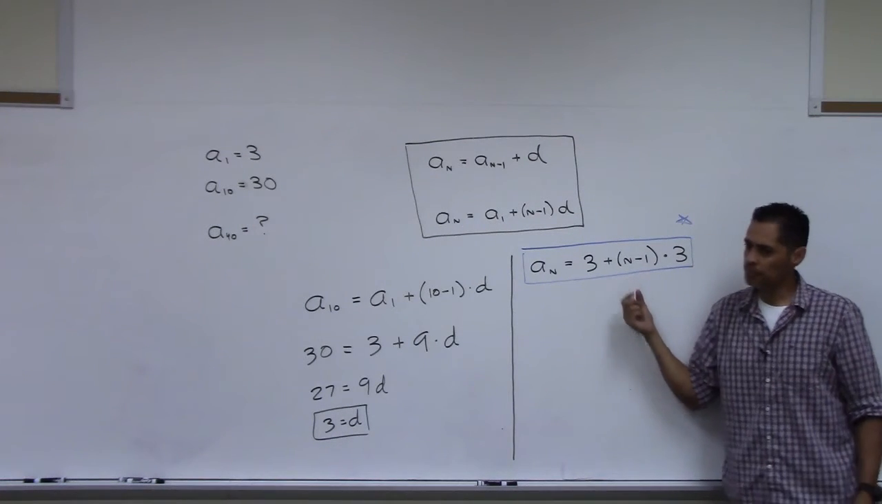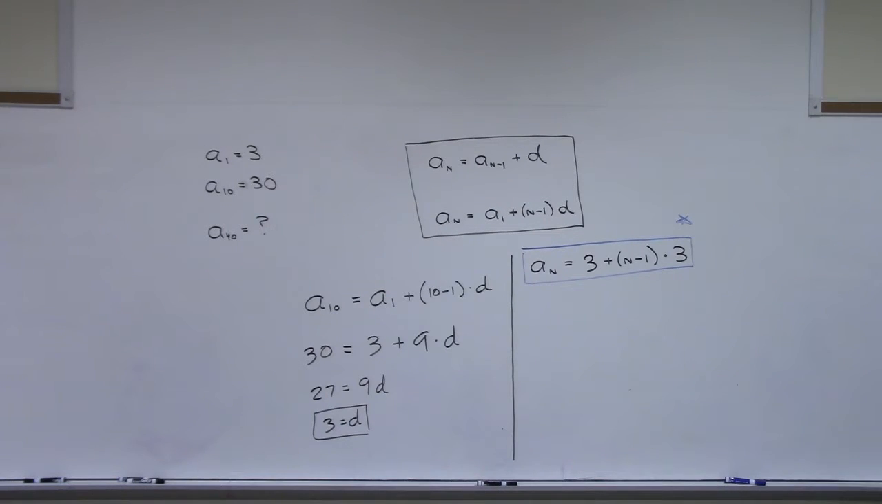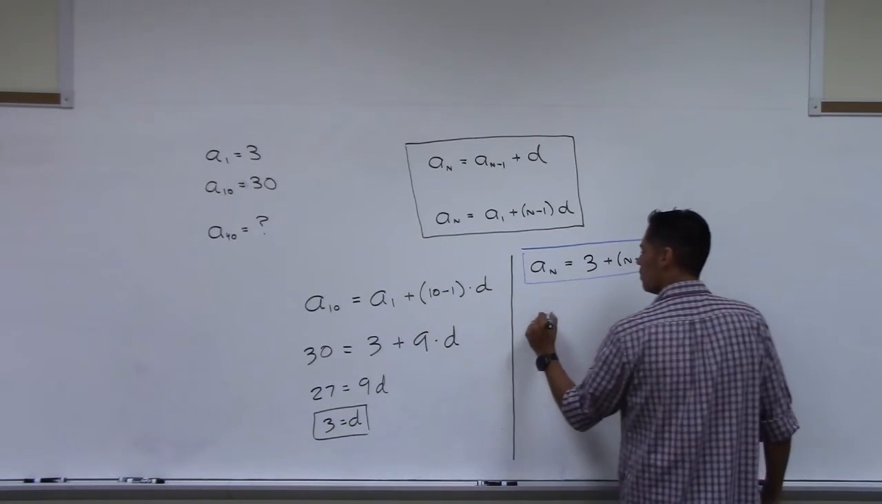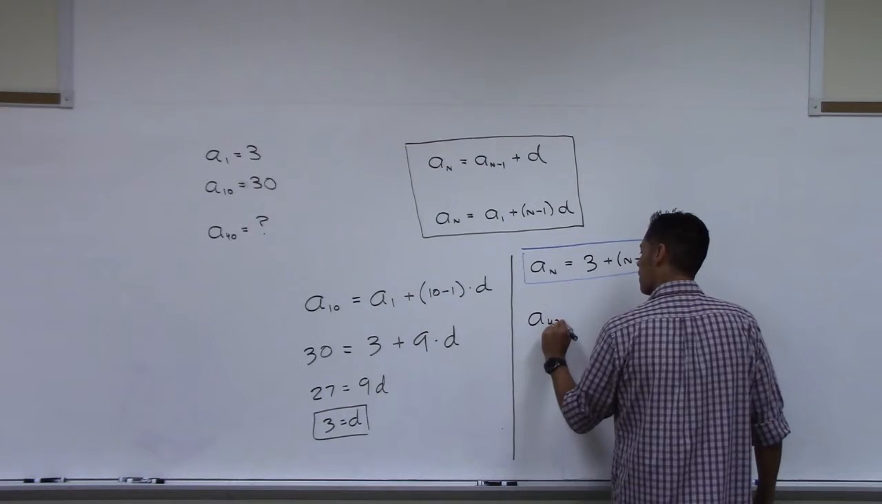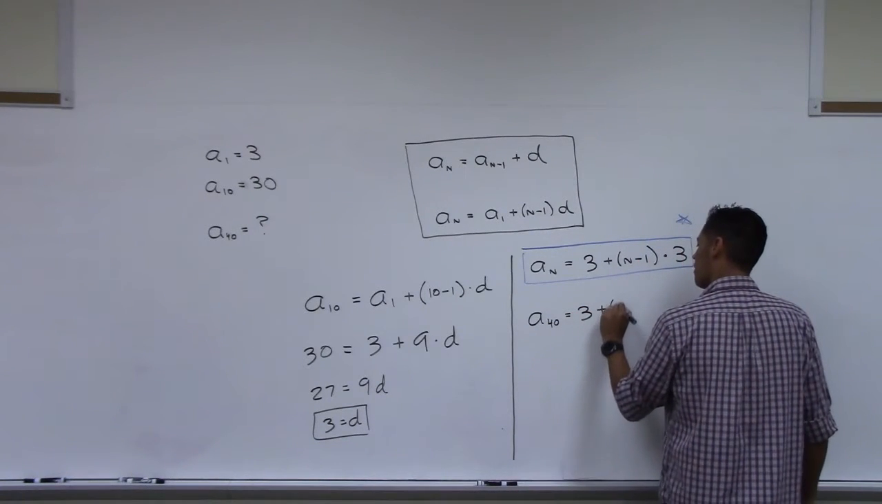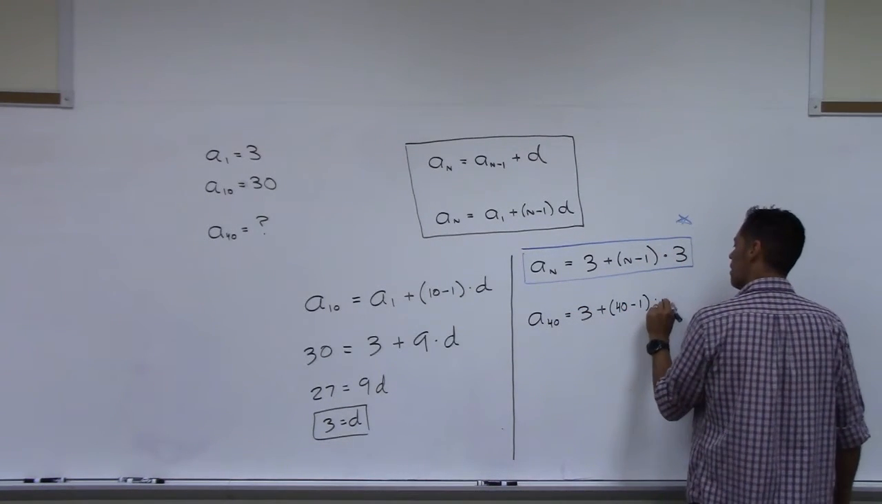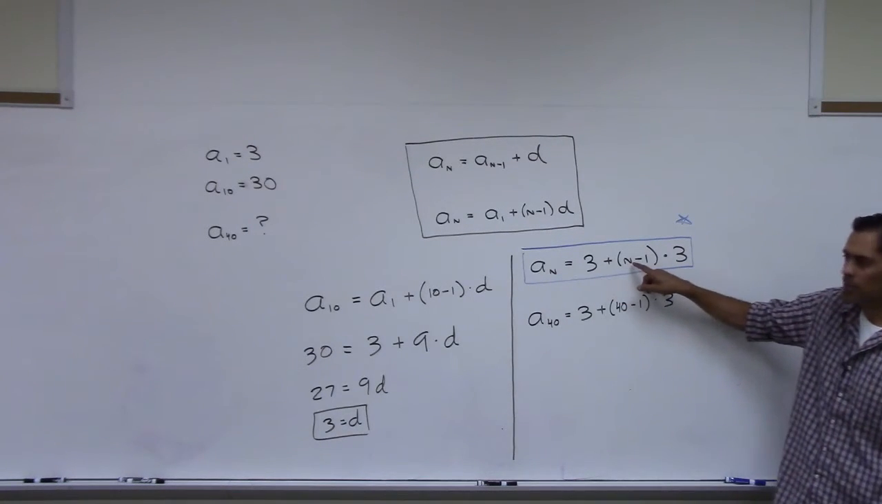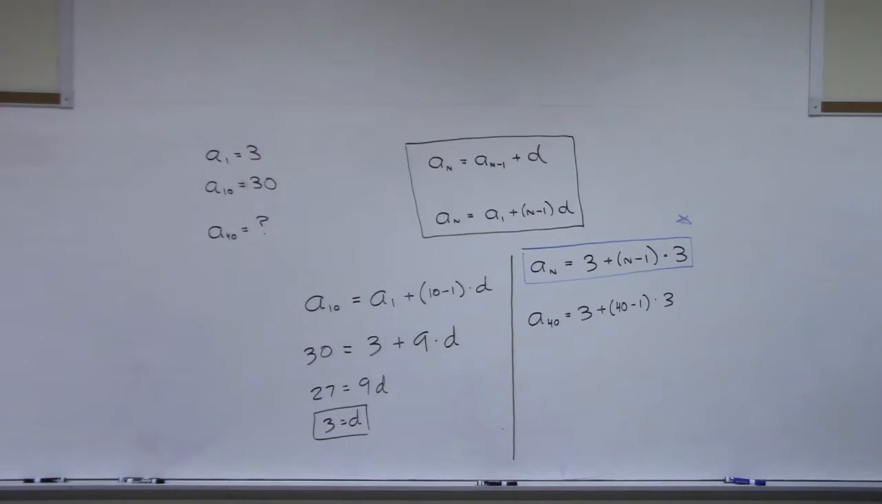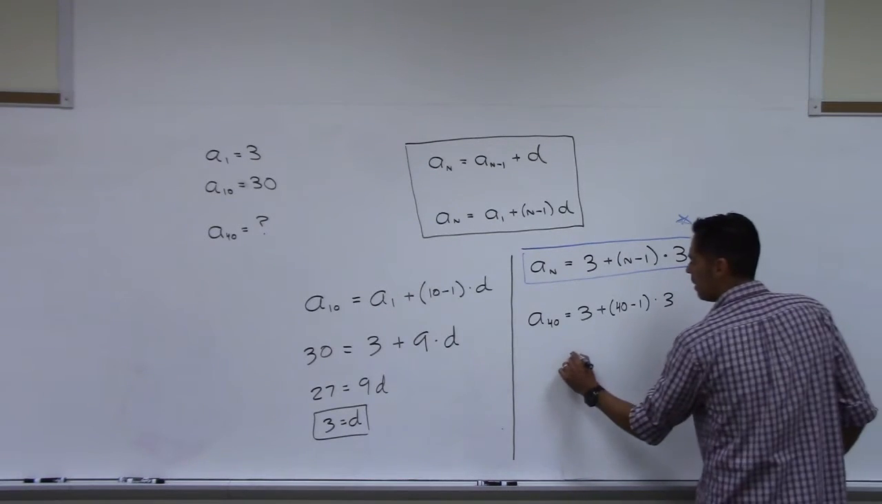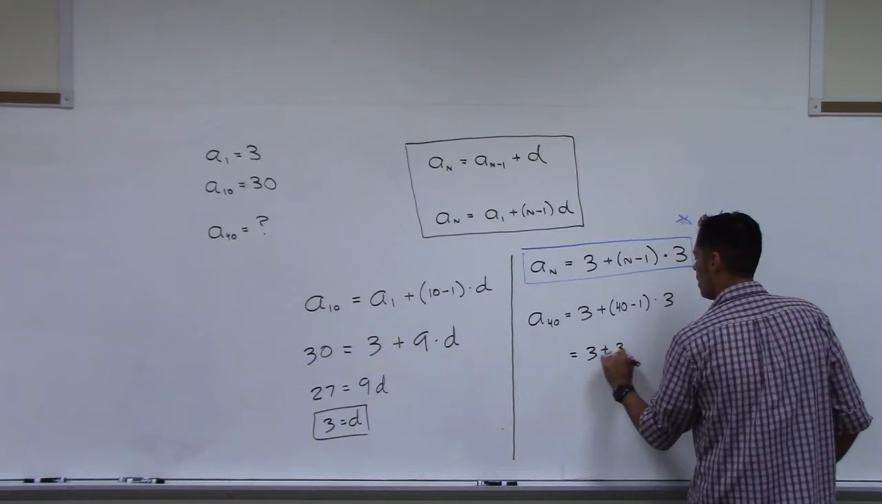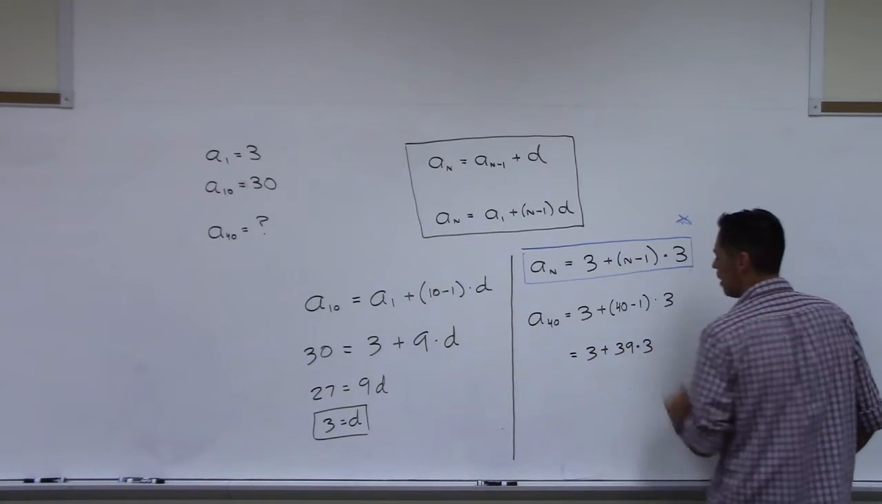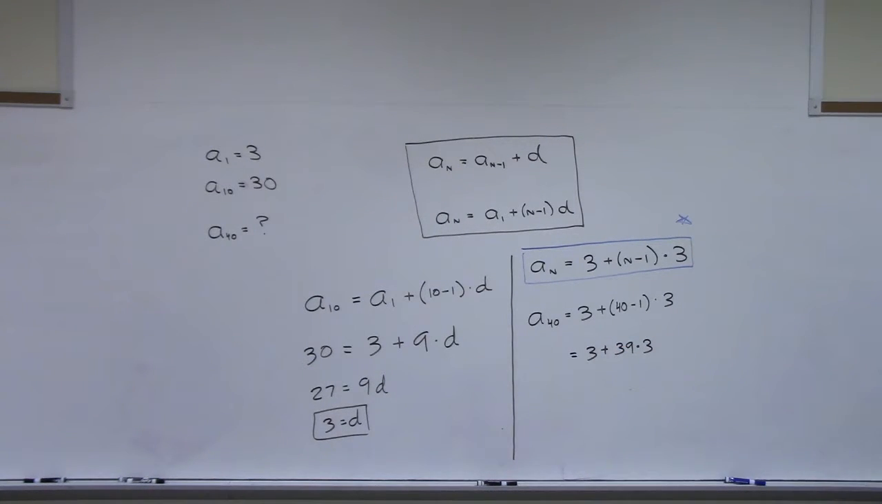Questions? So if I want to know what a sub 40 was, right? A sub 40 is 3 plus 40 minus 1 times 3. So I'm just replacing all my n's with 40s. So it should be 3 plus 39 times 3. And just make sure you do your order of operations correctly there. Is that 120? Yep.